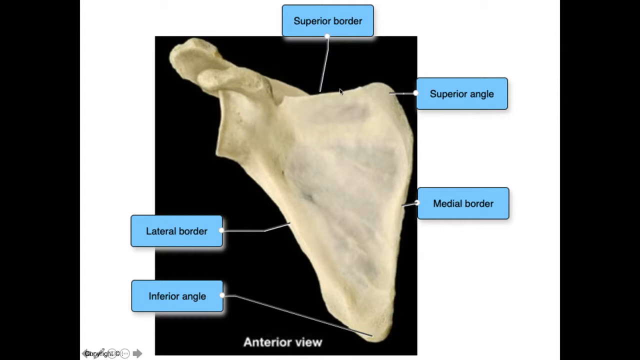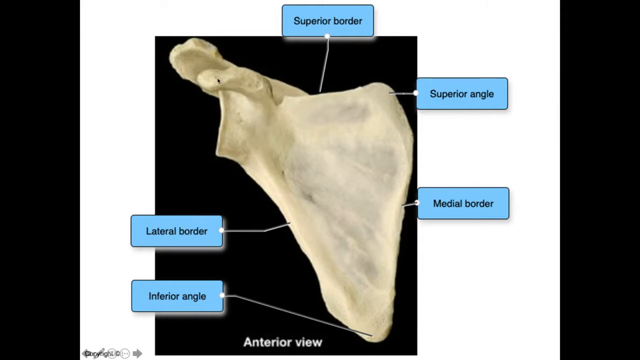So there's a superior border, medial border, lateral border. The medial border is closer to the spine. Sometimes they call it the vertebral border. And the lateral border is closer to the armpit, so sometimes they call it the axillary border. Superior angle, inferior angle, and right there, lateral angle.